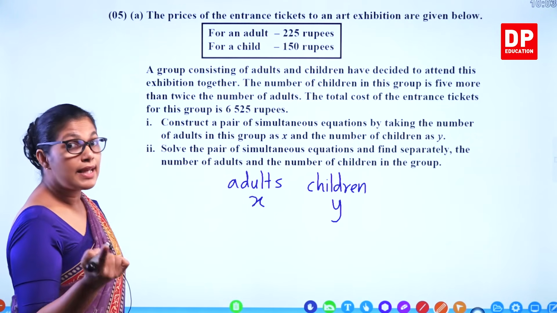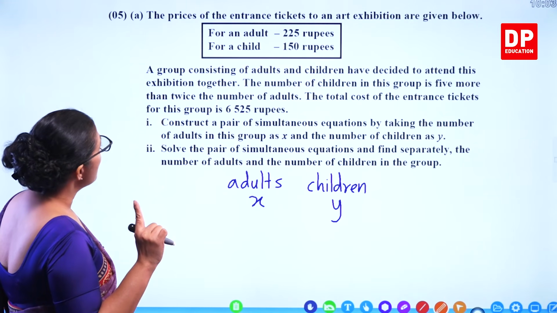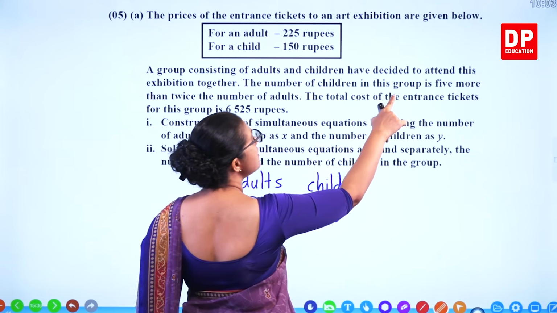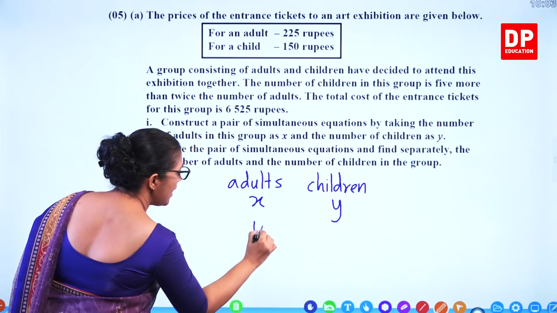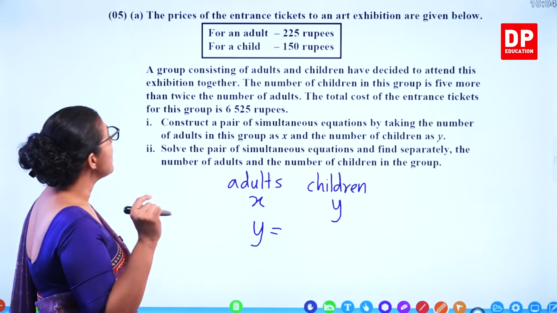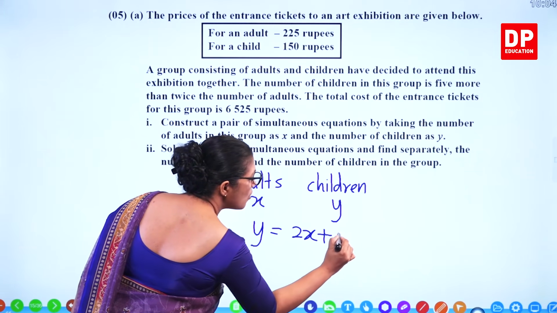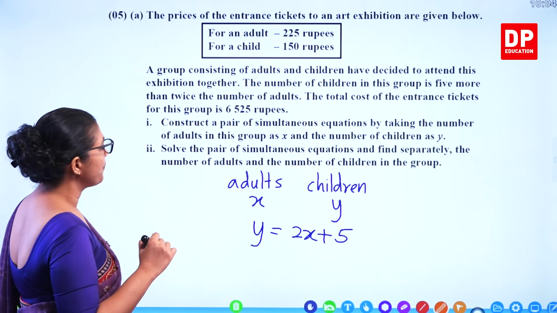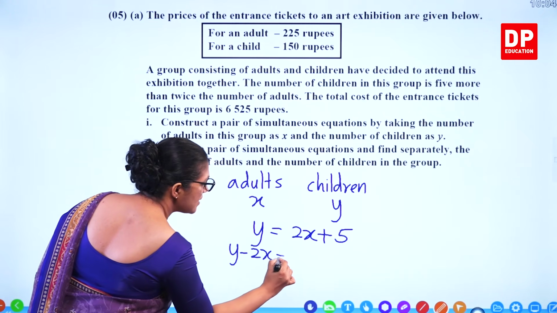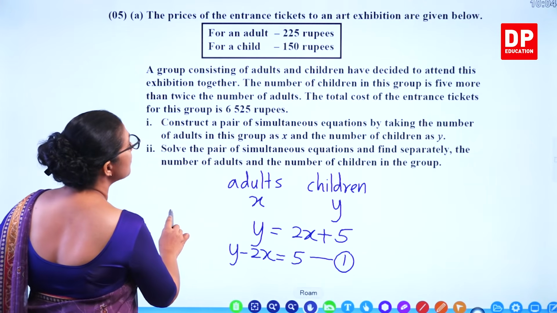Now you have to read again and construct two equations. So what's the first equation? It says the number of children in this group, that means y, is 5 more than twice the number of adults. Twice the number means 2x, and 5 more, that means adding 5. So we can take 2x to this side and write y minus 2x is 5. That's your first equation.